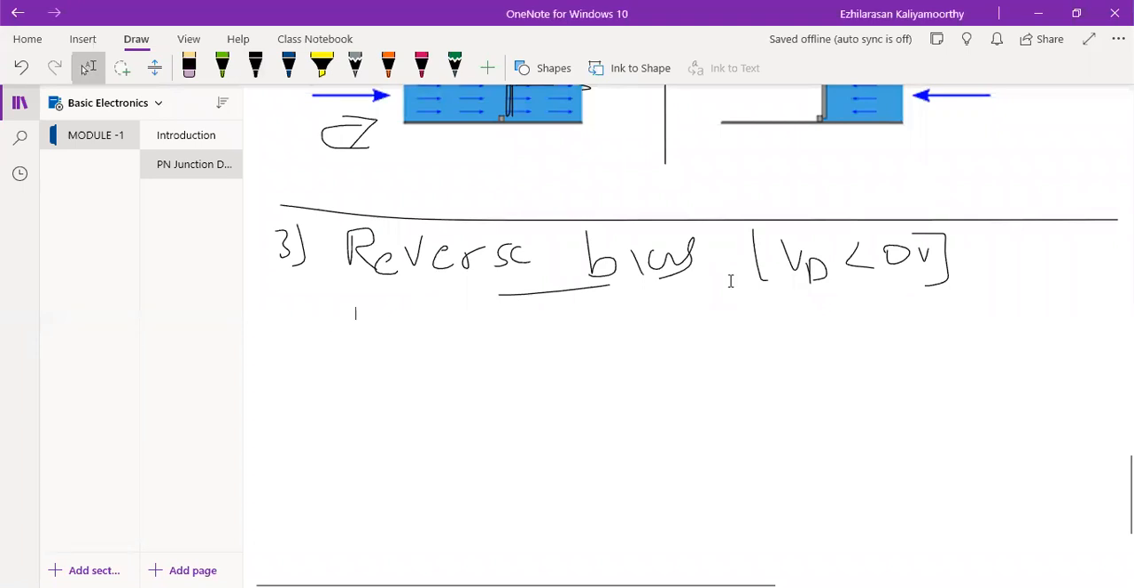Reverse bias means the diode voltage should be less than 0 volt. That is nothing but reverse bias.